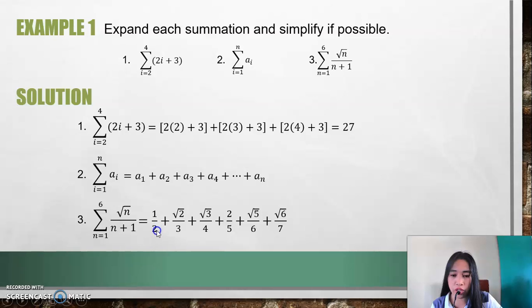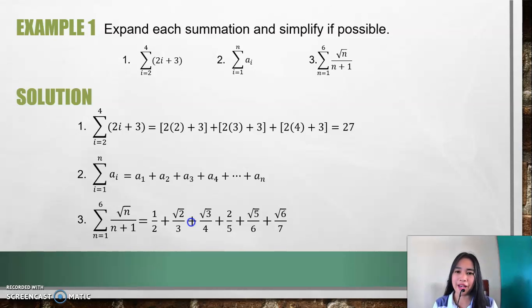So, 1 half, since the square root of 1 is 1, then 1 plus 1 is 2. So we have 1 half plus square root of 2 over 3, square root of 3 over 4 plus 2 fifths plus square root of 5 over 6 plus square root of 6 over 7. And we cannot simplify further. We cannot add them because of the different radicands in the radical sign. So, this is our final answer.